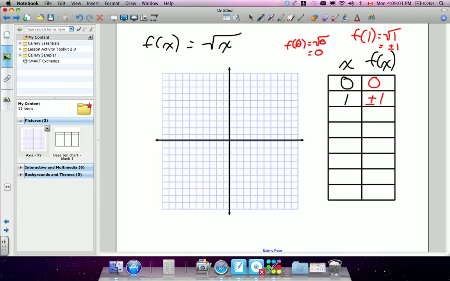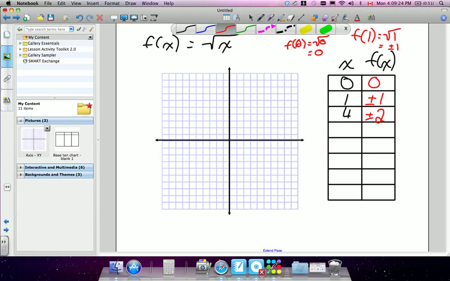Okay? Another idea, I won't use 2 because it's going to be a decimal number. I'm just going to jump ahead to the next rooted number. So say we had 4. If x is 4, what is the square root of 4 going to be? 2. Yeah, but it's going to be plus or minus 2. Okay? So it's going to be both of those. So let's start to draw this.